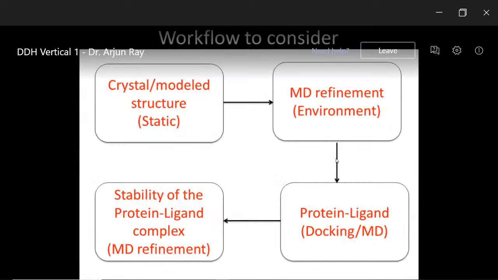Generally, the workflow I would like all of you to consider here is where you have a crystal structure and a model structure, which is generally a static structure. It would be helpful if you do a molecular dynamics refinement to take into account the environment factor. And after performing your protein and ligand docking, which you'll learn in extensive detail in the coming weeks, one would check the stability of this protein ligand complex.